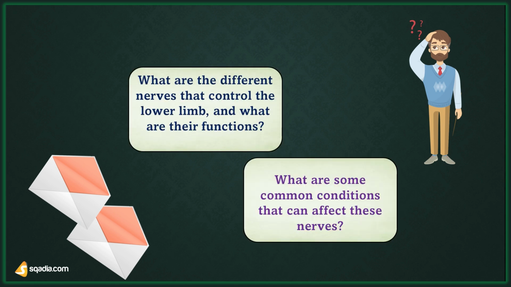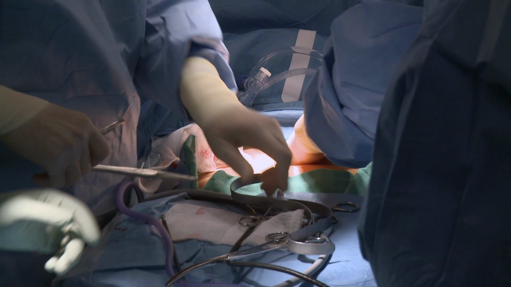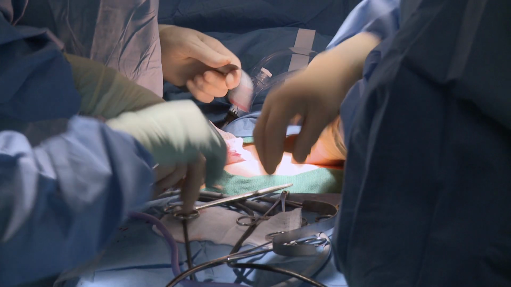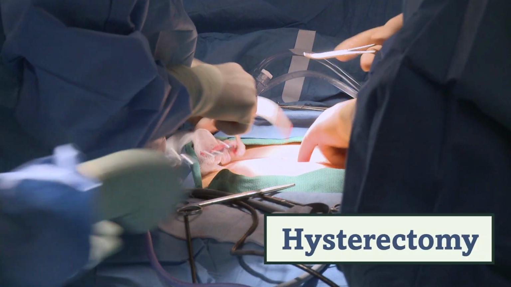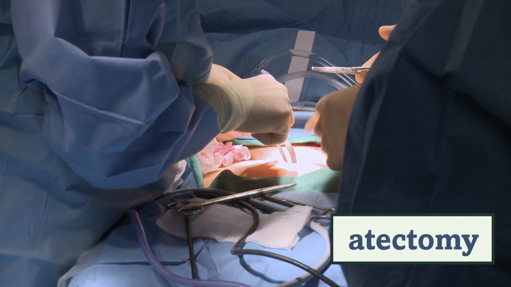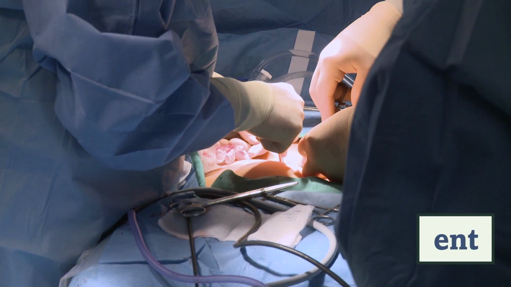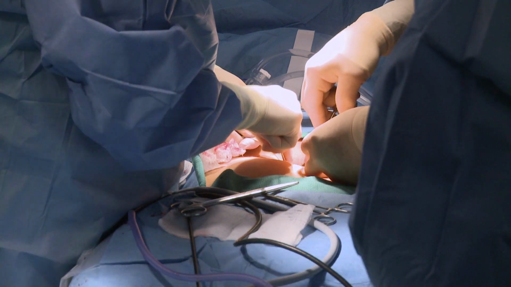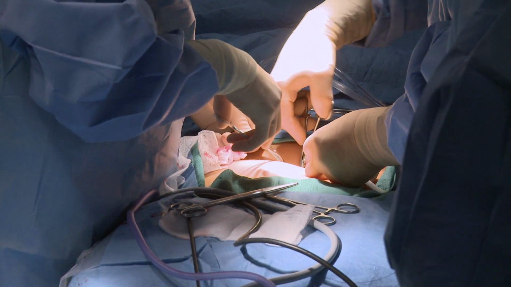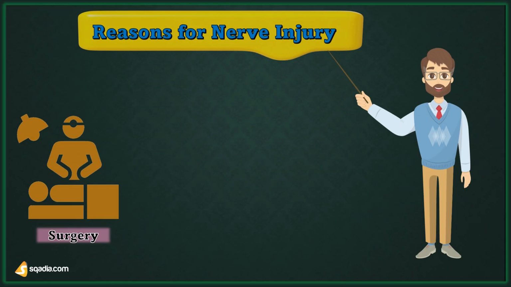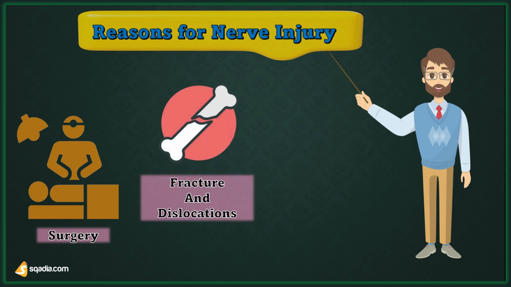Damage to the obturator nerve can occur during surgical procedures involving the pelvis or abdomen, such as during hysterectomy or prostatectomy. The nerve can also be subject to damage during total hip replacement surgery. Other than surgery, other risk factors include pelvic fractures or dislocations, and prolonged pressure on the nerve during prolonged sitting or lying in a position that compresses the nerve.